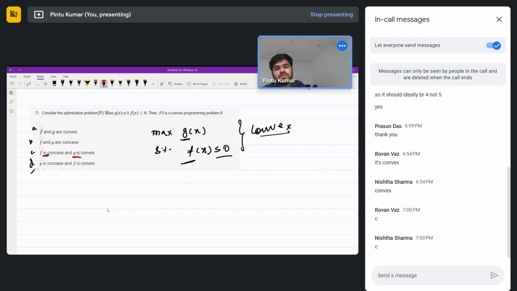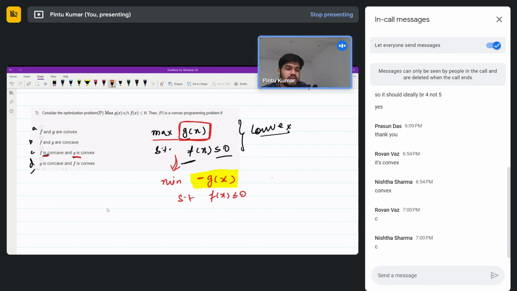Why option C? So you have a maximization over here, and you are maximizing g of x. So when you are maximizing g of x, this is the same as minimize minus g of x subject to f of x less than or equal to 0, right? So this term should be convex, right? So whatever is written here should be convex.